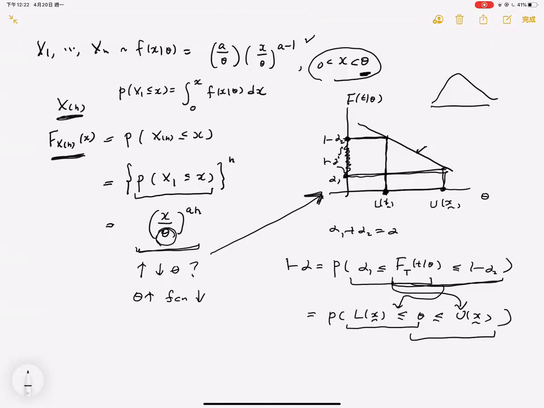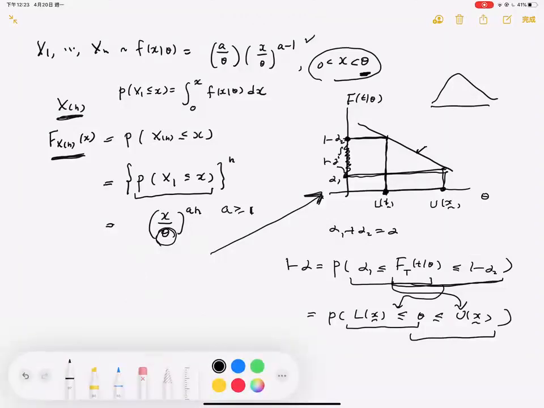If a is smaller than 1, then it's another story. But right now, pay attention to your range of a. The question says a is bigger than or equal to 1. So it's actually a decreasing function of theta. If you make that judgment call correctly, then you know how to find your lower bound and upper bound, right? Again, it's what?